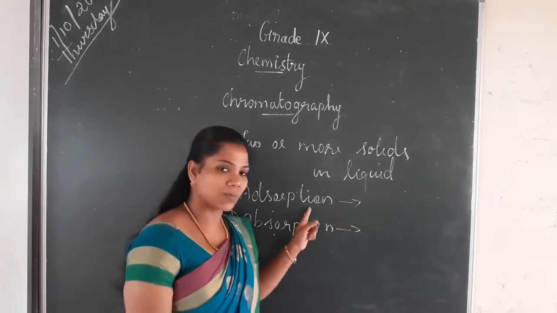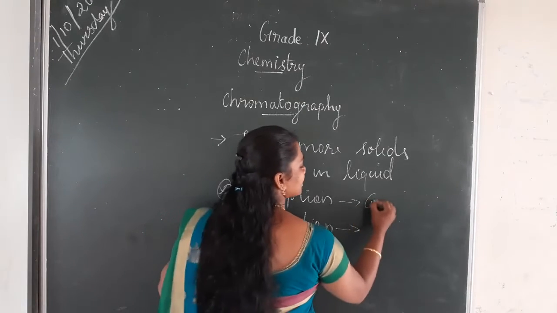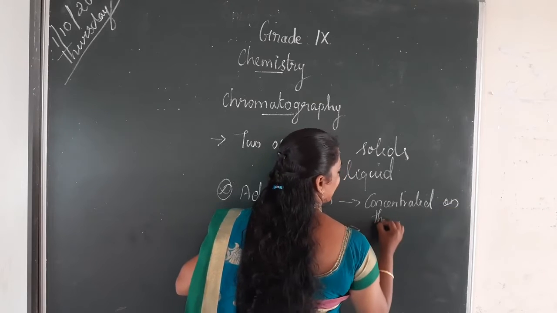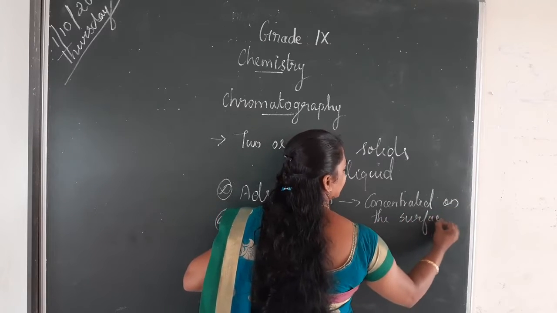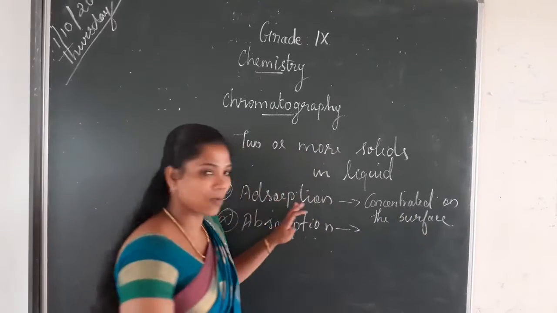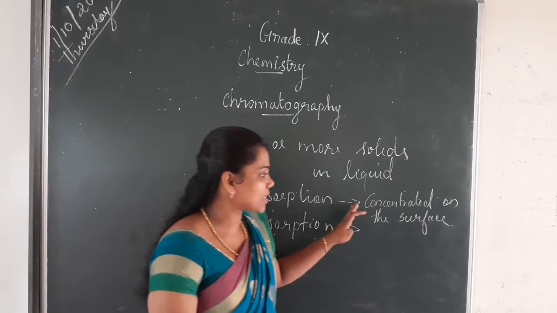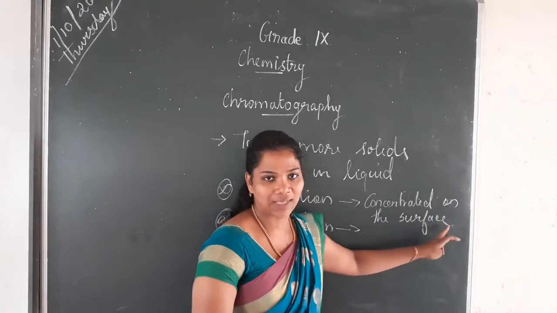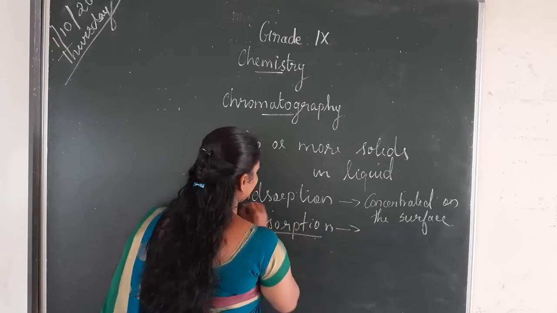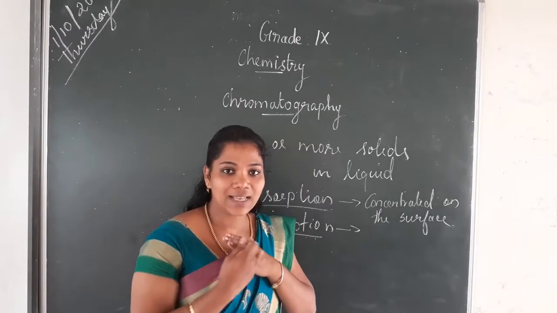What is adsorption? Adsorption means the substance that is concentrated on the surface of another substance. So any substance that is concentrated on the surface of another substance, that is called what? Adsorption. Adsorption is defined as the substance that is concentrated on the surface of others. So adsorption means it is concentrated on the surface.